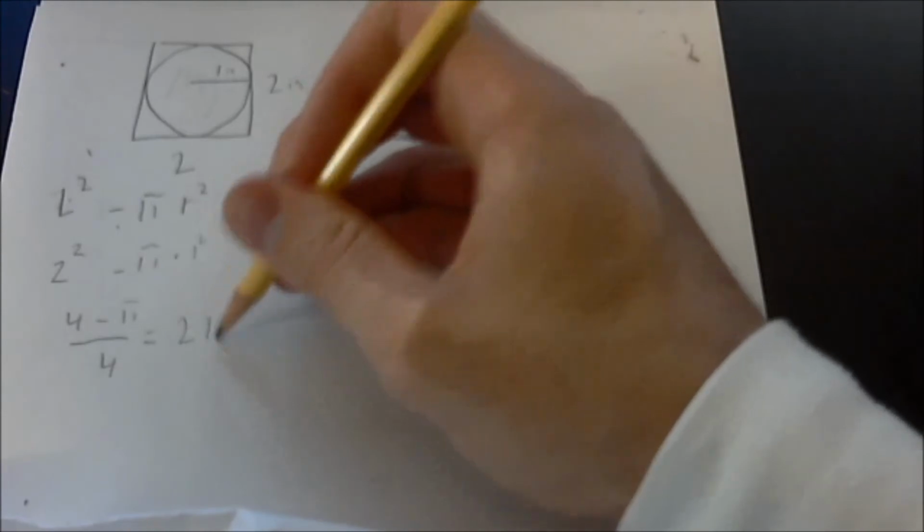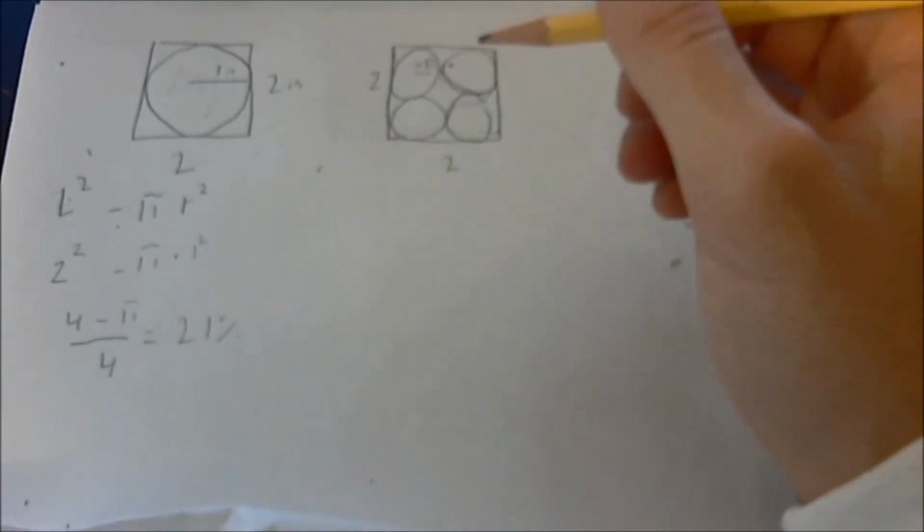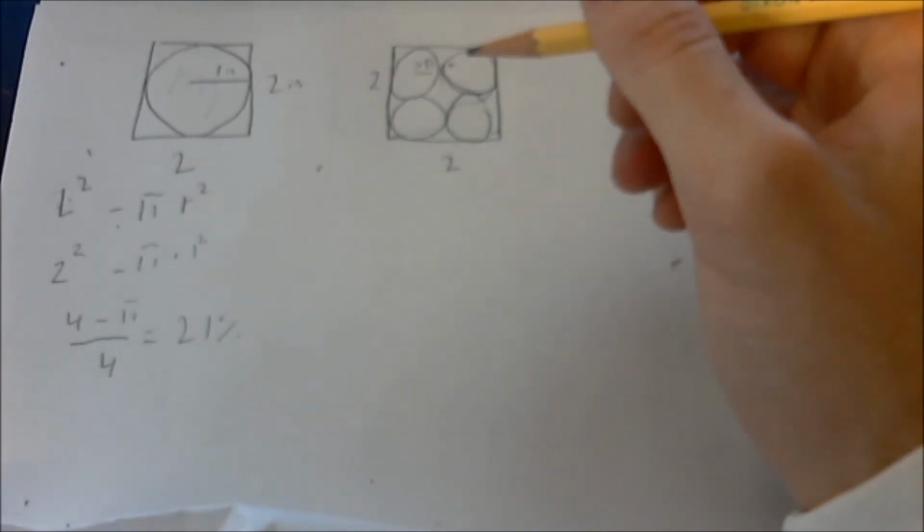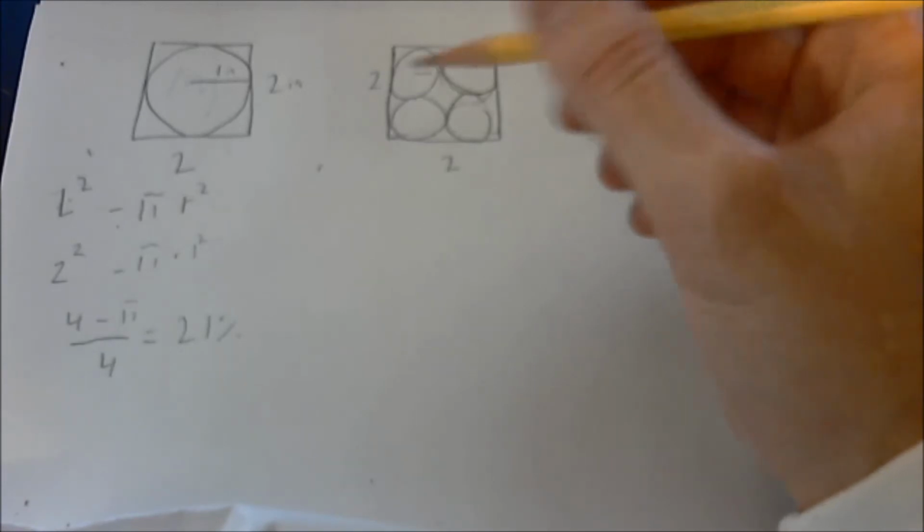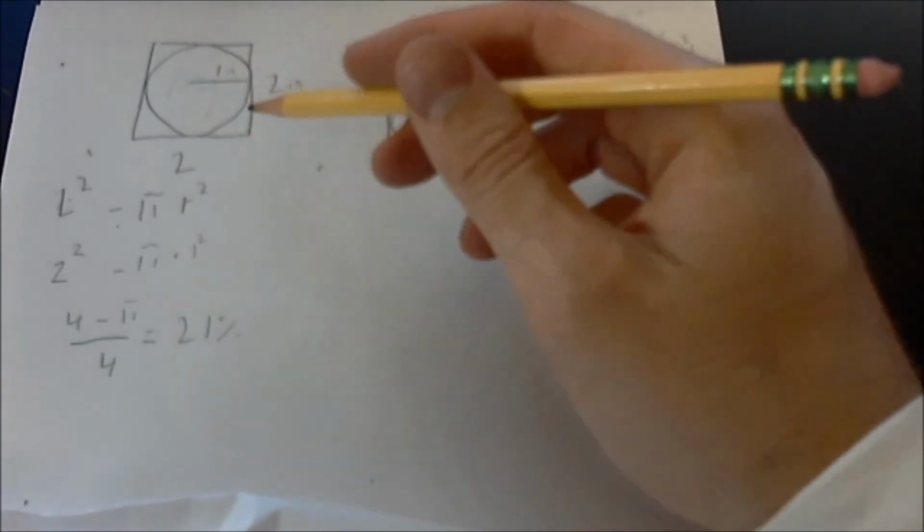And that's going to give you a percentage. I'll just find the actual percentage so you can get an idea of the scale. So 4 minus pi is approximately 0.85. And then you divide that by 4, times 100, which is 21%. Right, so this is the free space divided by the total area.